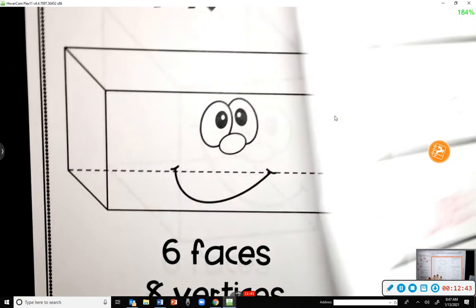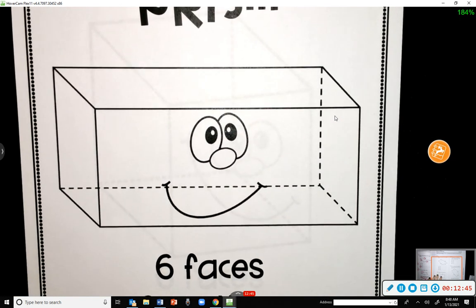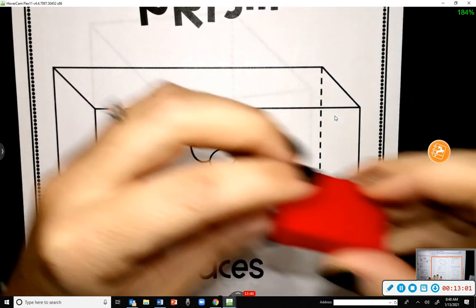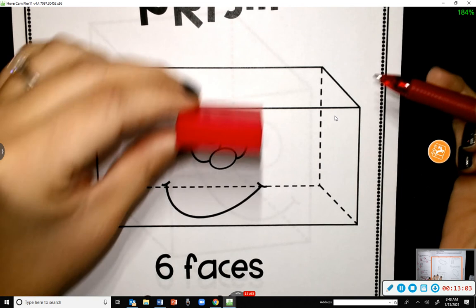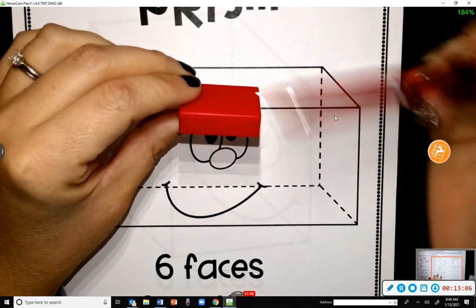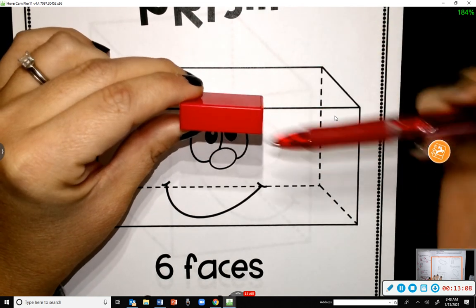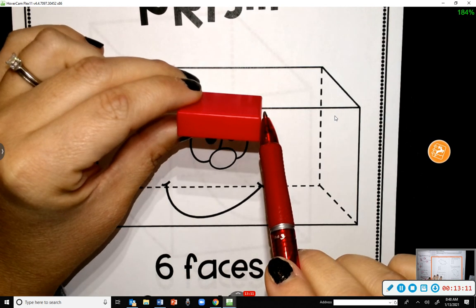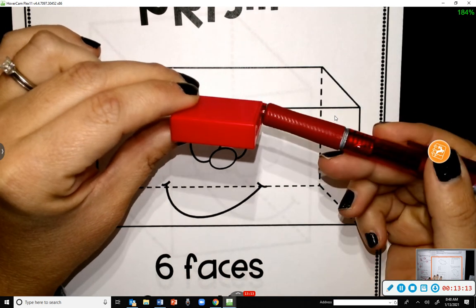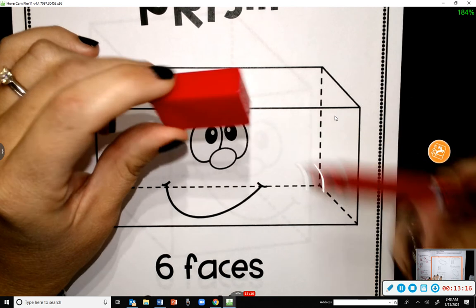So, if you're looking at the rectangular prism, it's going to have 6 faces. Go ahead and count them all. So here's my rectangular prism. You have the top and the bottom, that's 1 and 2. The left and the right, 3 and 4. The front and the back, 5 and 6. Okay? So 6 faces.